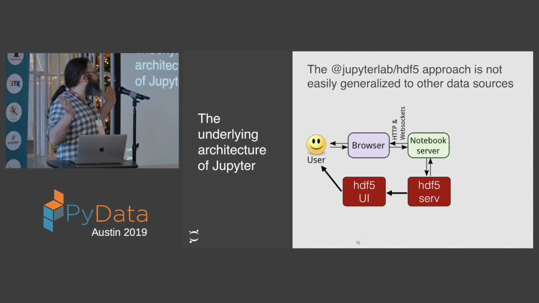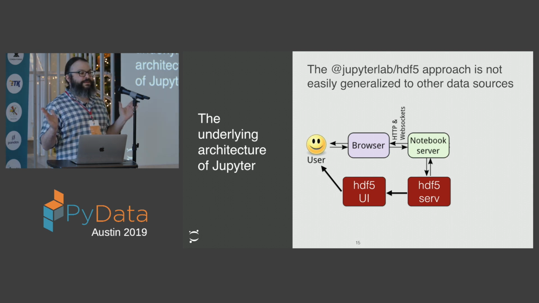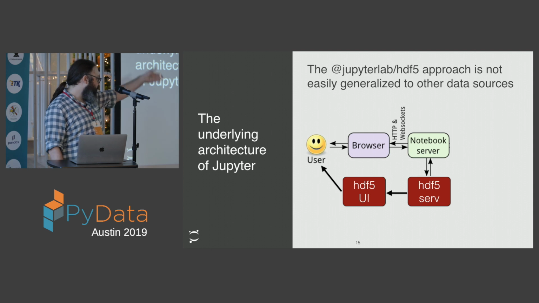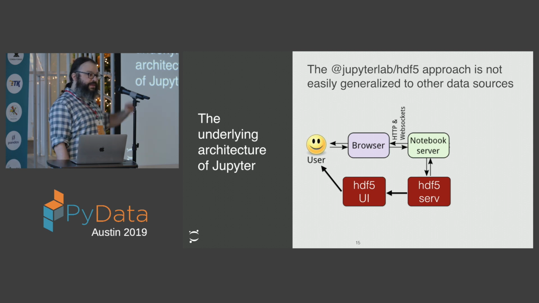JupyterLab HDF5 is great, and over time I'll be adding more and more new features to it. But the problem for the larger project is that the ways I solved the problems I described before for HDF5 are not generally applicable. I had to write a whole independent server just for HDF5 files, and then I had to rewrite a pretty significant portion of the file browser UI in the front end to make any of this work.